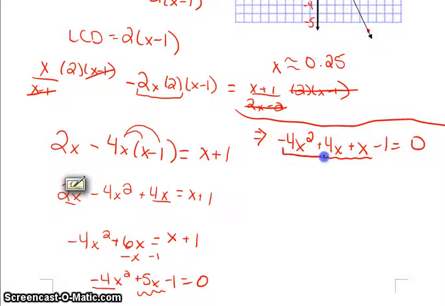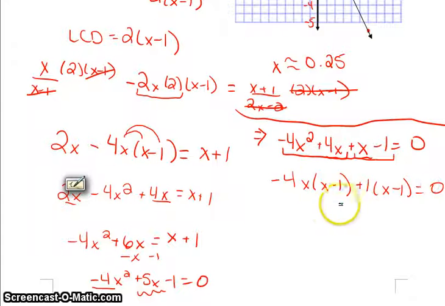Then we'll take out a common factor in our first group. So here we can take out a negative 4x, so we have negative 4x, and we're left with x minus 1. Then in our second group, we'll just take out a positive 1, so we have x minus 1, and that is equal to 0.